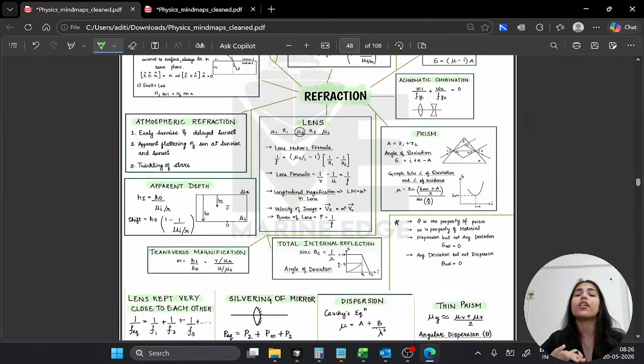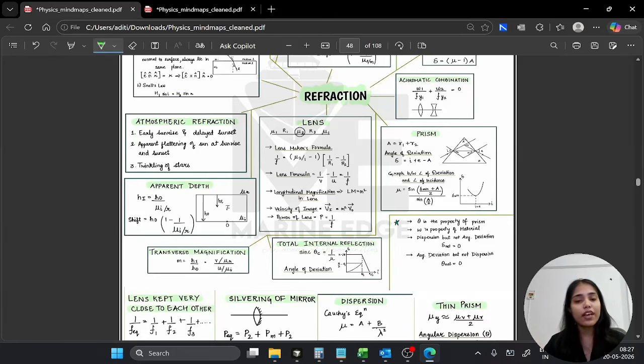Moving forward, we have Lensmaker's formula. That says 1 by f is equal to mu2 minus mu1, that is the ratio of refractive index of the two objects, minus 1, multiplied by 1 by r1 plus 1 by r2. r1 and r2 are the radius of curvature of the two sides of the lens.